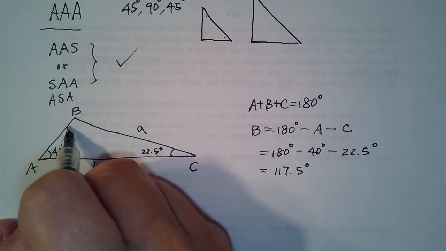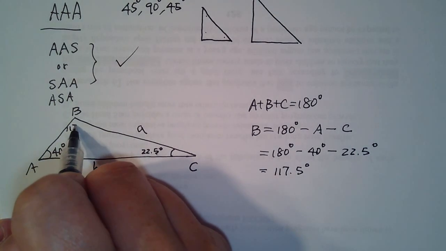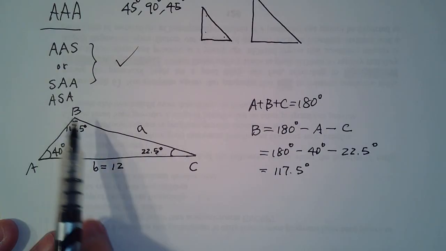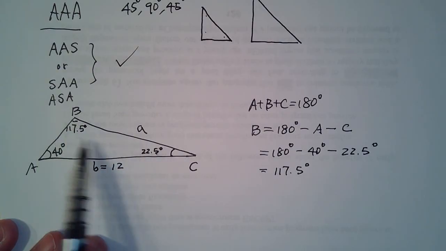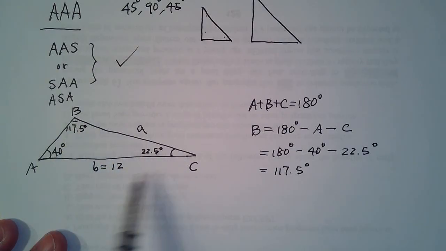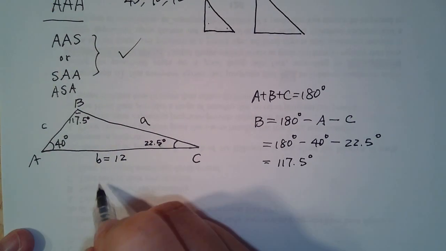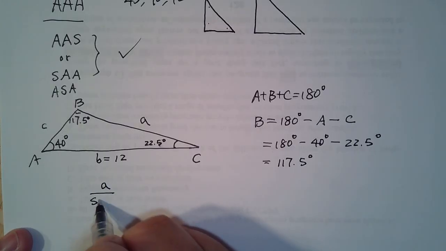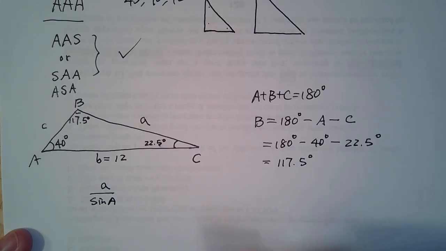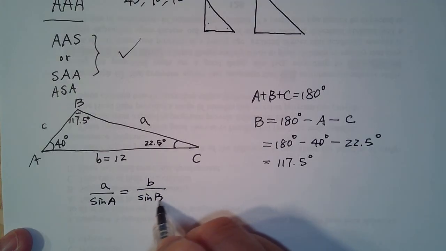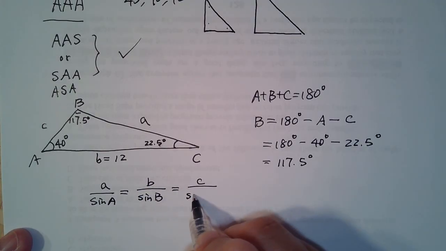So this is 117.5 degree. That's my angle B. All right, now I know one side. I have two angles, so I should be able to find the third angle. Once you have three angles known, and if you know only one side, you will be able to find the rest of the two, using the law of sines which we just learned: a over sine A, b over sine B equals c over sine C.